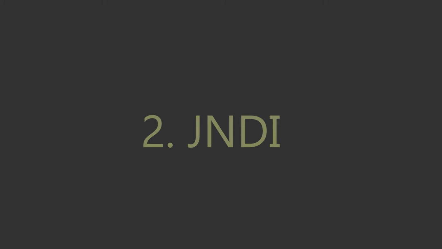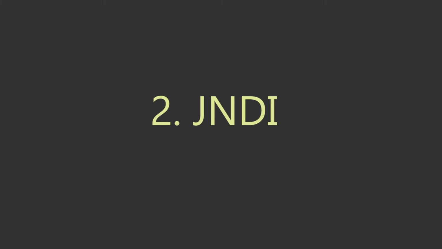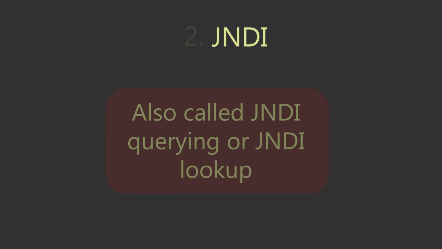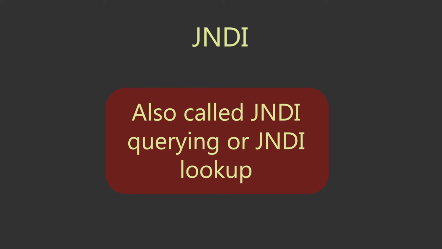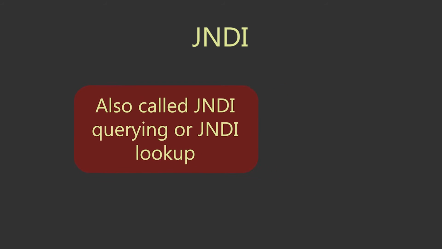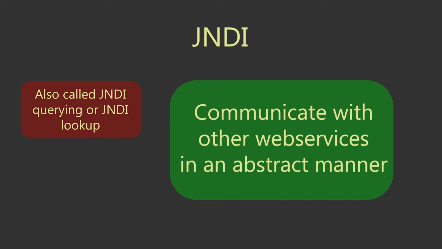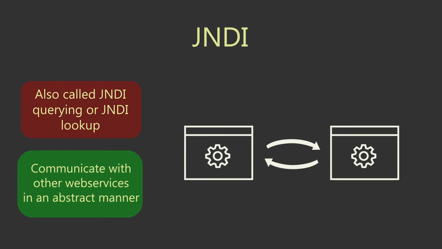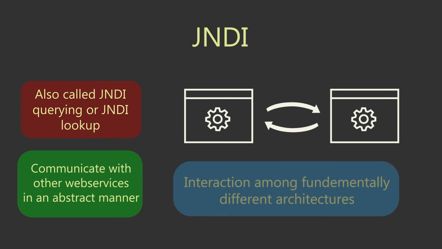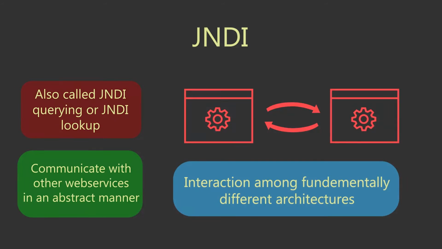The Log4Shell exploit is possible thanks to an unintended functionality of Log4j. This feature is called JNDI lookup or JNDI querying. This feature allows the web server to access other services in an abstract manner. This facilitates more cohesive interaction among web services that are written in a fundamentally different architecture. At least, that was the original intended purpose of this feature.